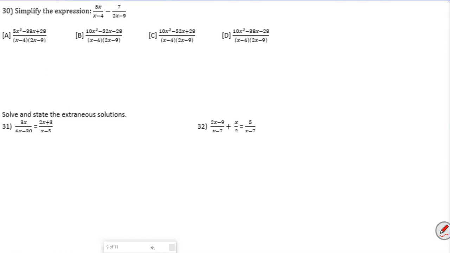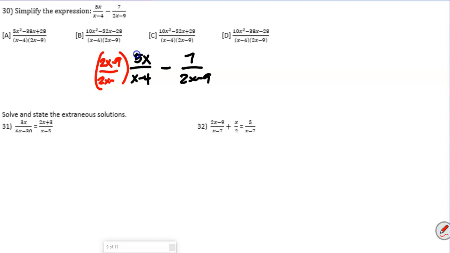All right, so now number 30 says simplify the expression. So this time, I don't see anything that we could factor out of either one of those. So the easiest thing to do here would be to rewrite the problem 5x over x minus 4 minus 7 over 2x minus 9. And keep in mind that we have to get a common denominator, so we're going to multiply both of them by the opposite denominator. So this is going to be multiplied by 2x minus 9 over 2x minus 9. And this one's going to be multiplied by x minus 4 over x minus 4. Okay, so now we have our common denominator. Notice that these are the same now.